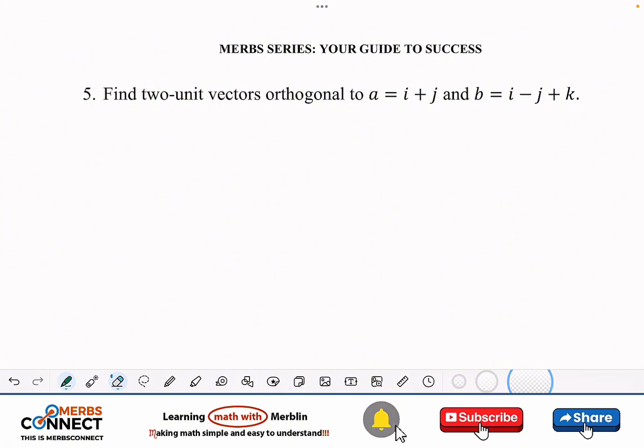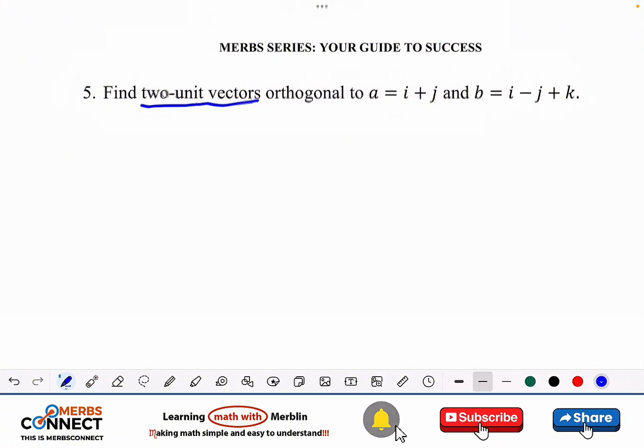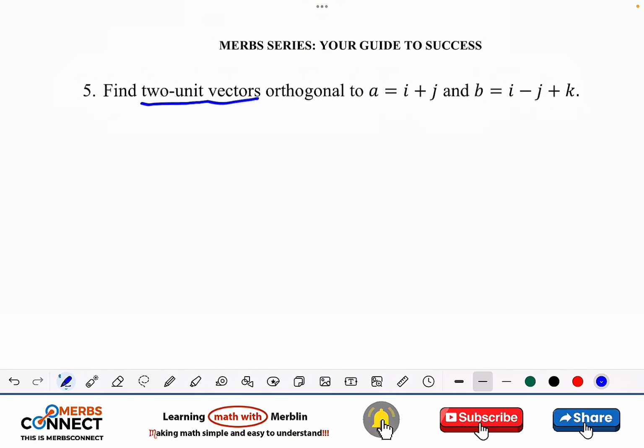Find 2 unit vectors. So the question, what is a unit vector? A unit vector is a vector that has a magnitude of 1. So now the question is, we should find 2 unit vectors orthogonal to A and B. Good. So we have 2 ways of getting this. I'll pick the scalar triple product, and when I finish, I'll come and explain the other one.